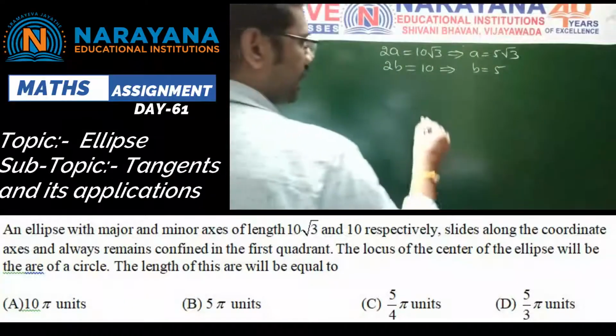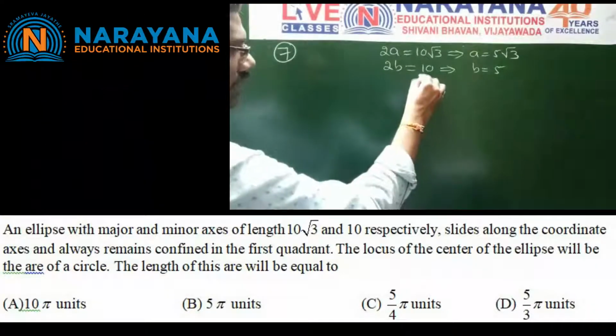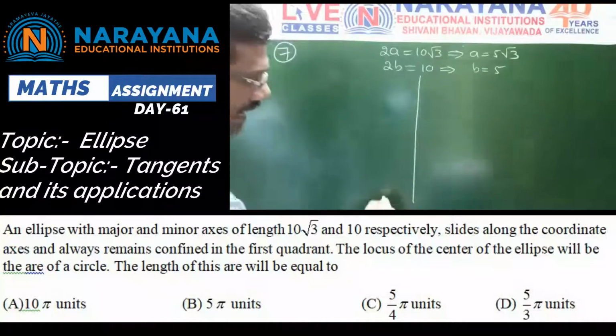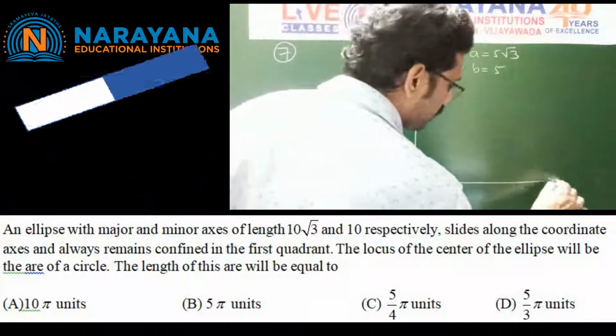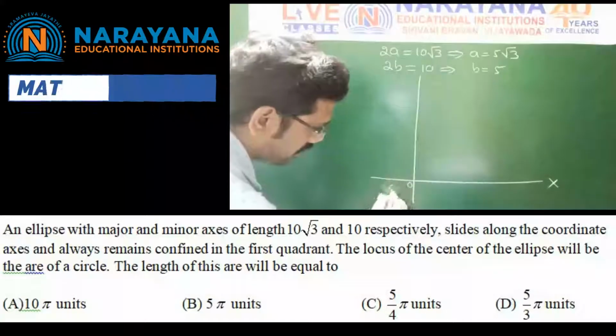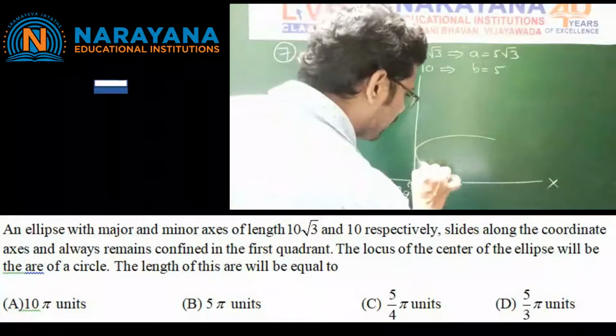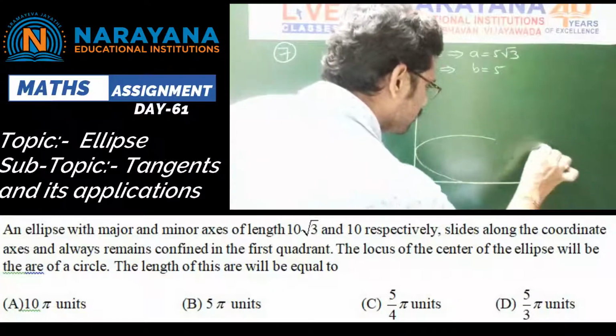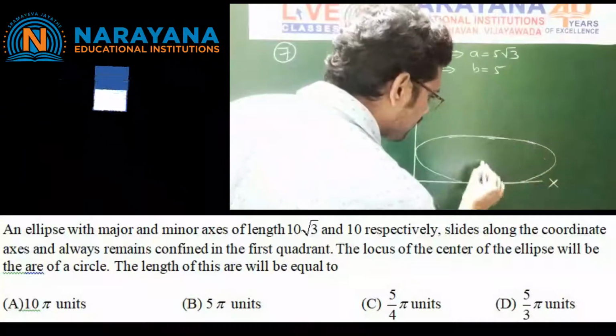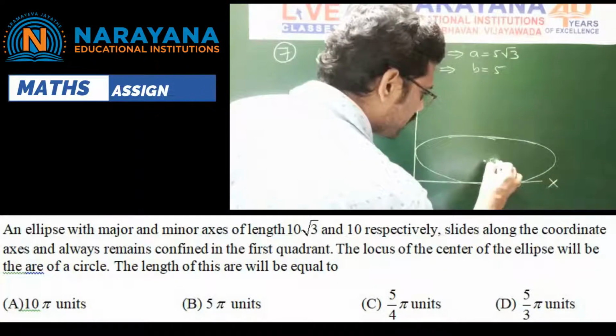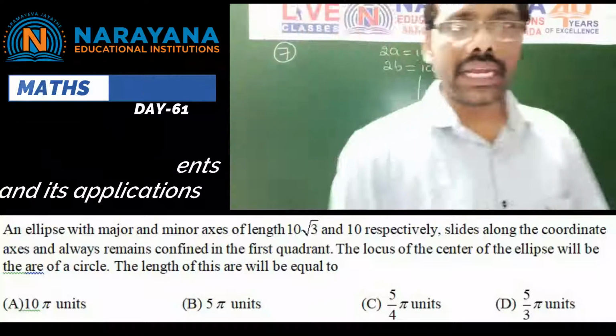So take the ellipse in the first quadrant. This is the positive y-axis. This is the positive x-axis. This is the origin 0, 0. This is one of the ellipses. This is called the center of the ellipse, C1. C1 is called the center of the ellipse.